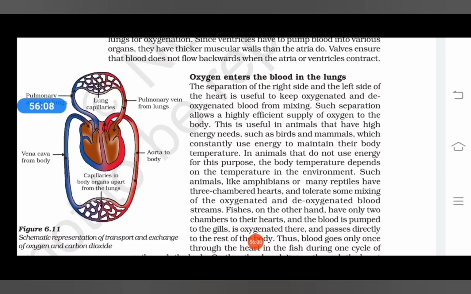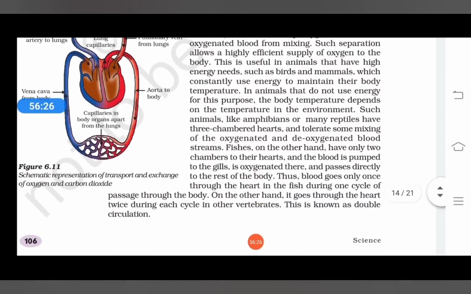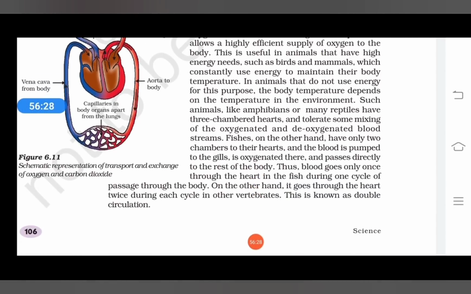This is useful in animals that have high energy needs, such as birds and mammals, which constantly use energy to maintain their body temperature. In animals that do not use energy for this purpose, the body temperature depends on the temperature in the environment. Such animals, like amphibians and many reptiles, have a three-chambered heart.